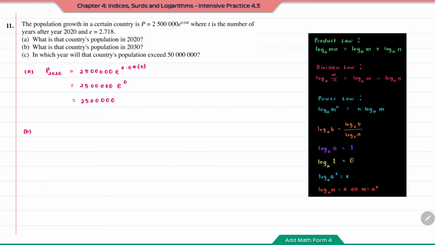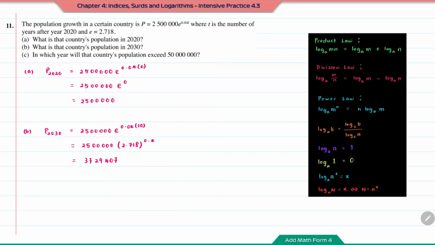Question B. What is the country population in 2030? So 2030 is 10 years after 2020. So to find the population in 2030, it's going to be 2.5 million times e to the power of 0.04. Here the t, we're going to substitute it with 10. So here is going to be 2.5 million. So the e here, you're going to substitute it with 2.718 to the power of 0.4. So solve this using our calculator and you will find that the population is equal to 3729407.